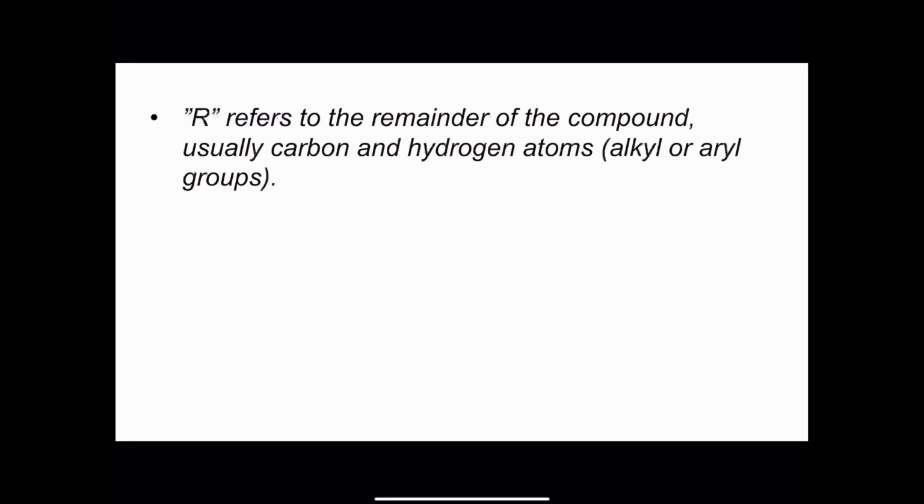Something that we're going to see a lot in this video is R, the capital letter R, and R refers to the remainder of the compound, usually carbon and hydrogen atoms. We call those alkyl, or sometimes they can be aryl groups. So what the R means is this.